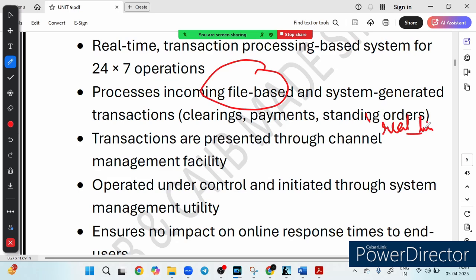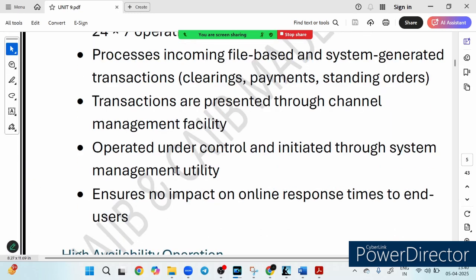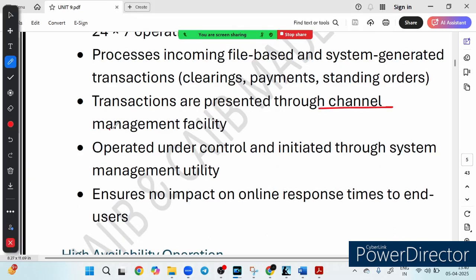So these entries go through a channel management system, right? You must know this. There is something called CMS, channel management system. Here you can see it processes through the channel management facility, which decides which route to take. There are multiple routes available.